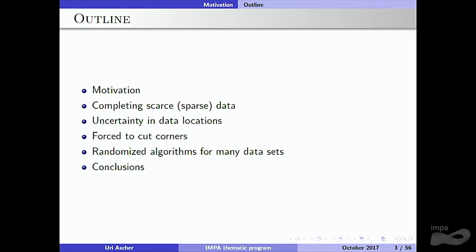Yeah. Cut corner means cortar esquina. Is it possible to say that?